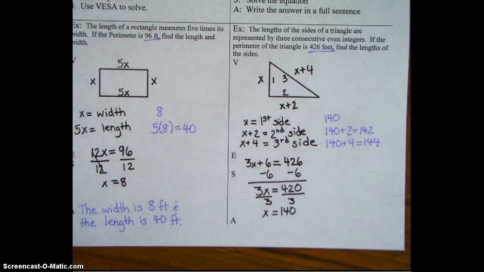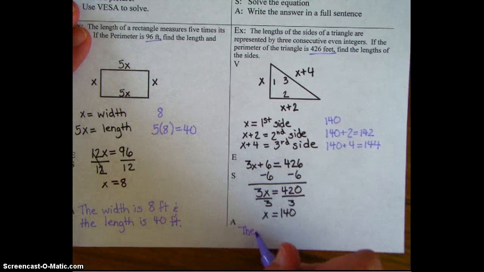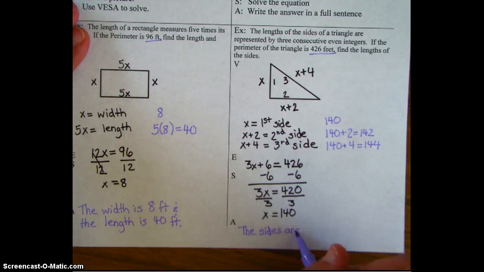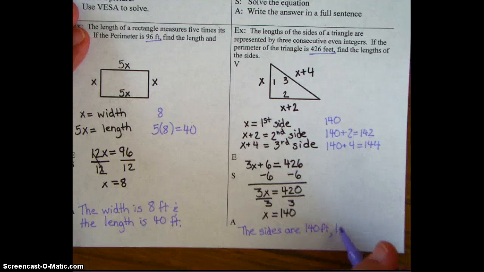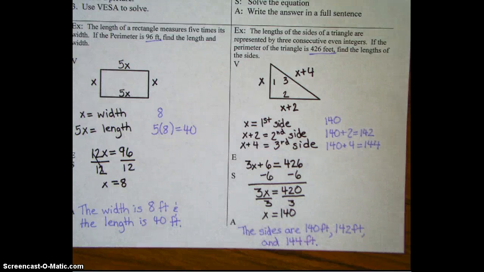It is okay on triangles to just list it as the sides when you state your answer. So the sides are 140 feet, 142 feet, and 144 feet. If you're concerned about checking your work, you can just add the sides together in a calculator. When you add them together, you should get the total of 426 feet.